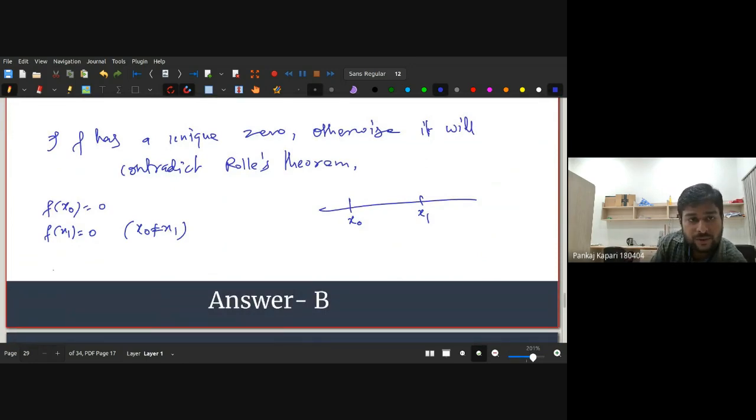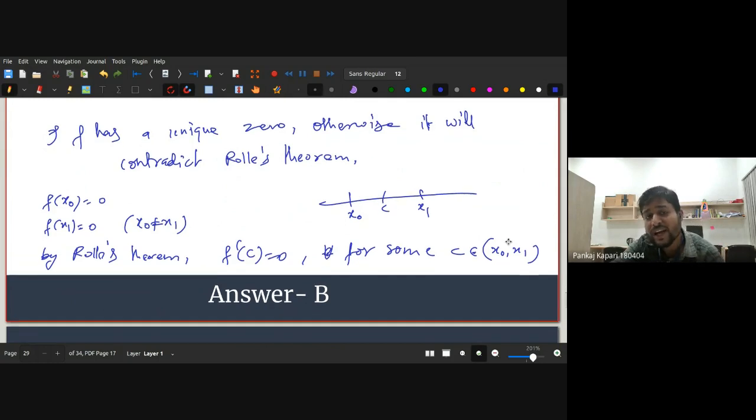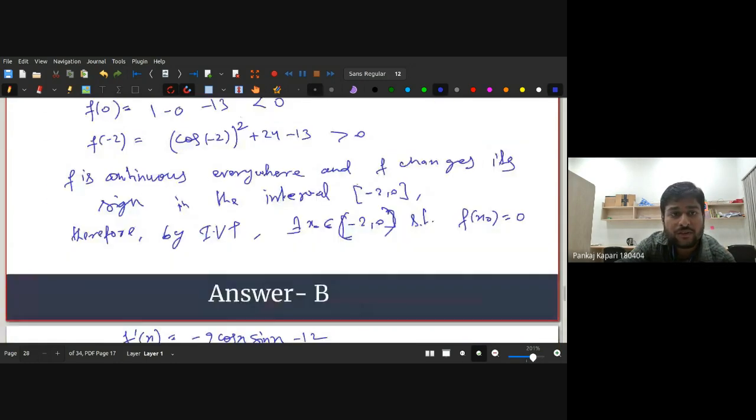If f is differentiable, then by Rolle's theorem, f prime of c is 0 for some c lying in the interval x0, x1, or x1, x0, whatever the order. But that cannot happen, right? Because the derivative is less than 0, so it cannot become 0. Therefore the function has a unique zero.